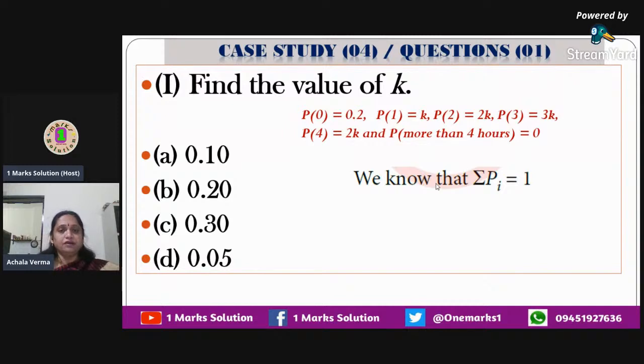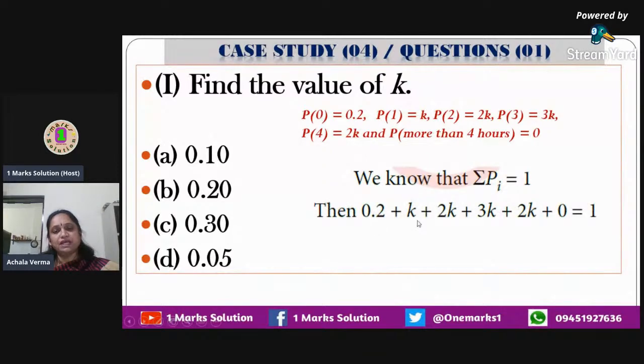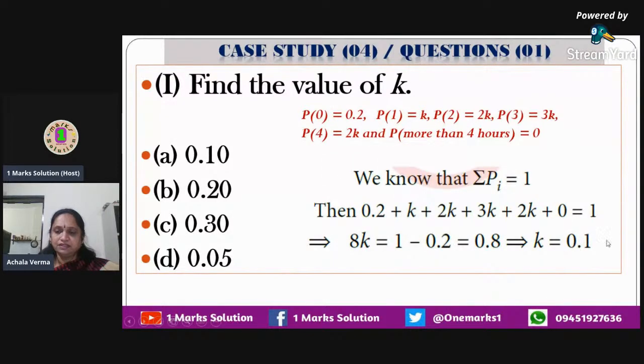Find the value of k. For this, what are the basics that you must know? The sum of the probabilities of all the elementary events should be equal to 1. So sum of all these P i's is 1. That gives us 0.2 plus k plus 2k plus 3k plus 2k plus 0 is equal to 1. And hence your k value on simplification comes out to be 0.1. So option A is the right answer.